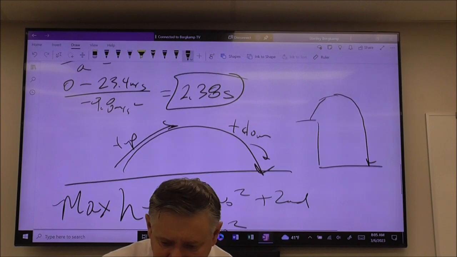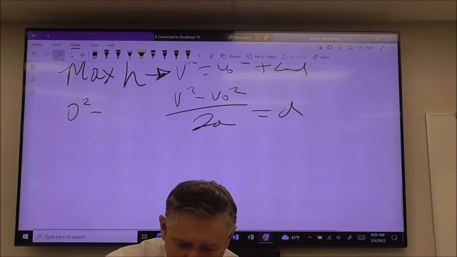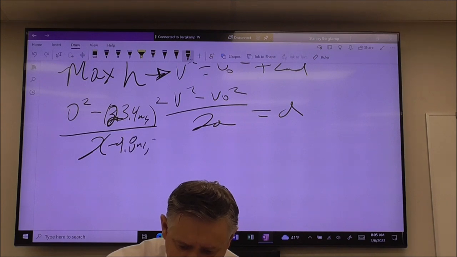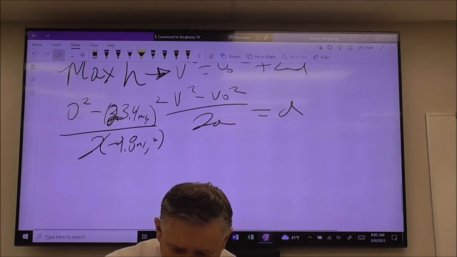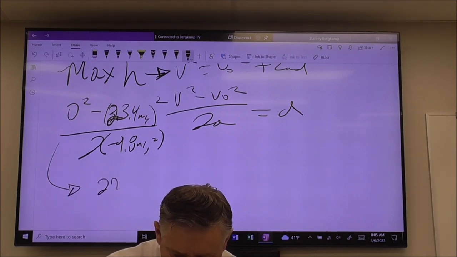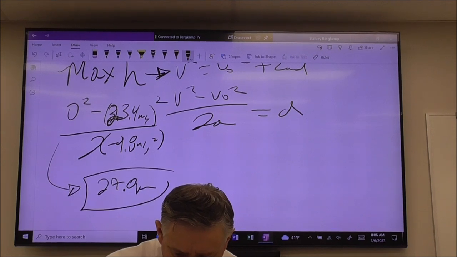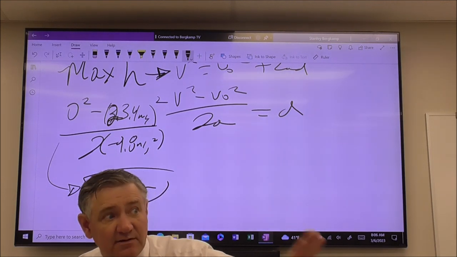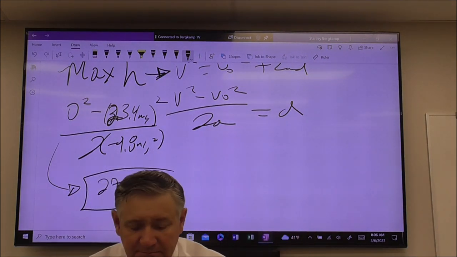So I get 0 squared minus 23.4 meters per second squared, divided by 2 times negative 9.8 meters per second squared. Carson, 23.4 squared divided by 19.6. 27.94. So 27.9 meters. Okay? Now, that's one way that you can do this. The beauty of this is that it doesn't rely on time.